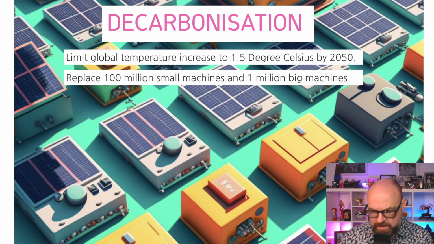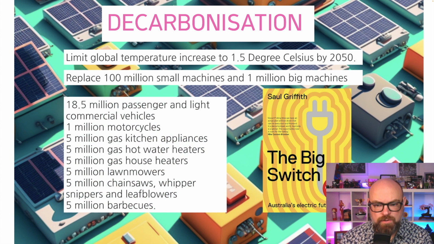I really like the idea from Saul Griffith's book, The Big Switch, that there are 100 million small machines and 1 million big machines in Australia that require fossil fuels to power them. And if we replace those 1,000,001 machines with renewable energy powered machines, we will be well on our way to decarbonisation. Right?